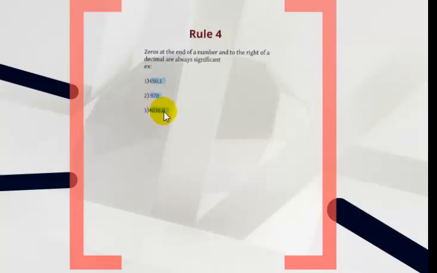And here, this 0 is significant because it is at the end of the number to the right of the decimal. This 0 is significant because it's between 2 significant numbers. And this 0 is significant because it's between 2 significant numbers. So this has 1, 2, 3, 4, 5 sig figs.